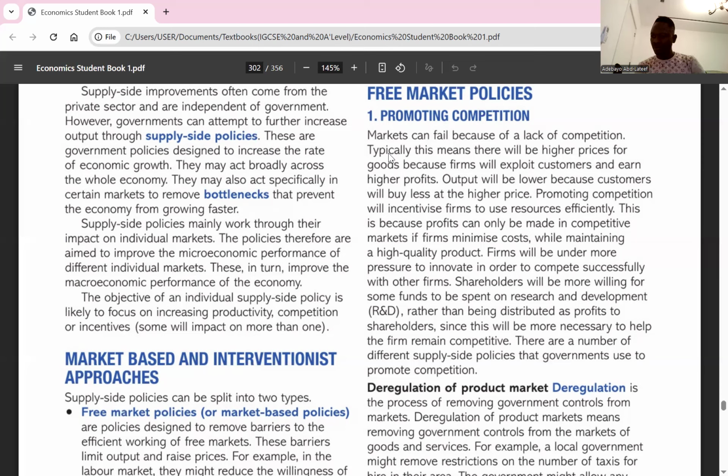The first one. These are policies designed to remove barriers to the efficient working of free markets. In essence, they are government approaches that help the free market to be more efficient. So we call them free market policies because these policies would enable the free market to be more effective and efficient. So one, we have promoting competition.